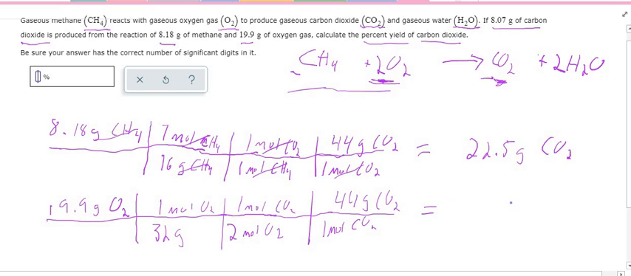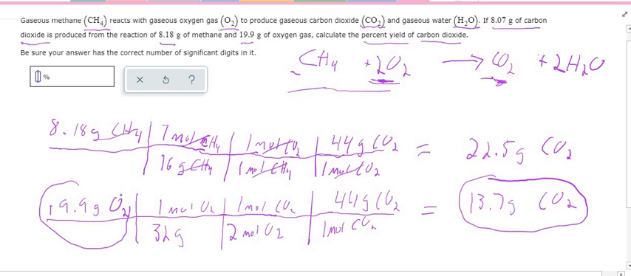And if I do that math, how much CO2 do I produce? I produce 13.7 grams of CO2. This, because it forms the least amount of CO2, is the limiting reagent. That is, oxygen would run out first when these two quantities are reacted with each other. Oxygen is the limiting reagent. The theoretical yield is 13.7 grams, but it asks for the percent yield.